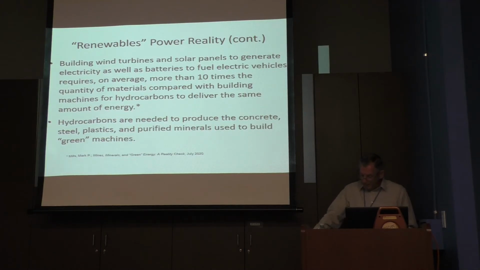So building wind turbines and solar panels, as well as batteries, backup batteries, requires on average more than 10 times the quantity of materials compared with building the machines for hydrocarbons to deliver the same amount of energy. Hydrocarbons are also needed to produce the concrete, steel, plastics, and purified minerals that are used to build the green machines. So basically we're saying here, you can't use renewable energy to produce these other materials that we need, because you need hydrocarbon fuels for that. So the use of hydrocarbon resources cannot be totally eliminated by renewable resources.